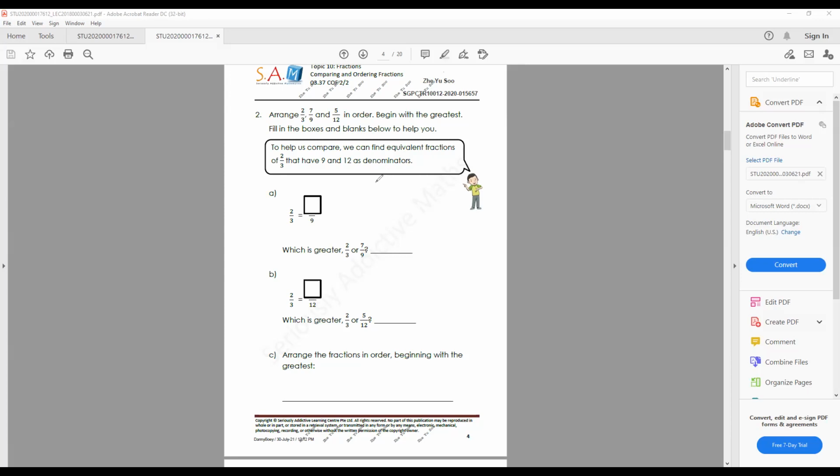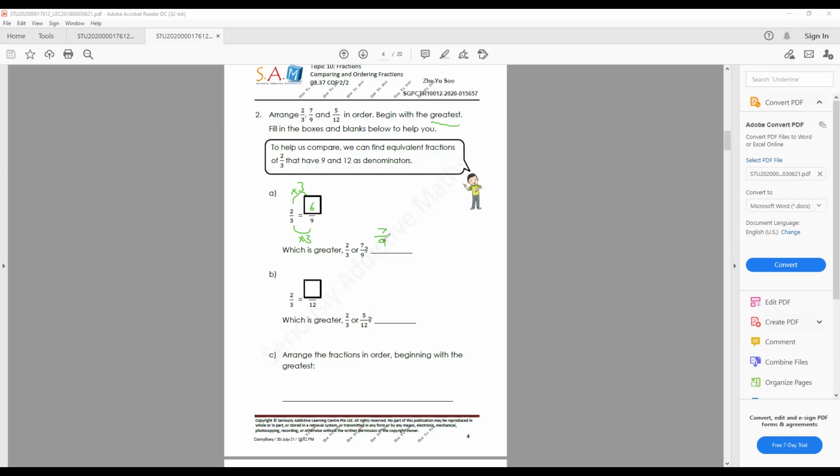Okay, let's see whether you've gotten the answer correct. So let's start with 2/3. We compare 2/3 with 7 out of 9 first. The question is which is greater, so we want to find out which one is greater. So 2 out of 3 is the same as 6 out of 9, correct? Times 3, times 3. So 6 out of 9 or 7 out of 9, which is greater? 7 out of 9 is greater. So we know 7 out of 9 is greater compared to 2/3.